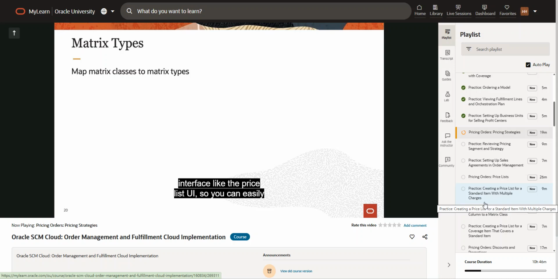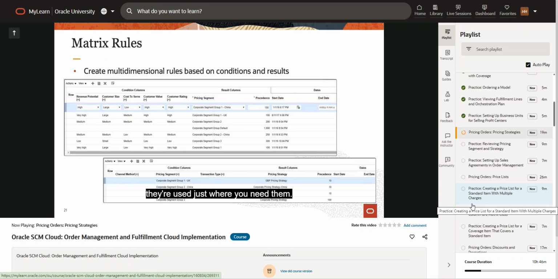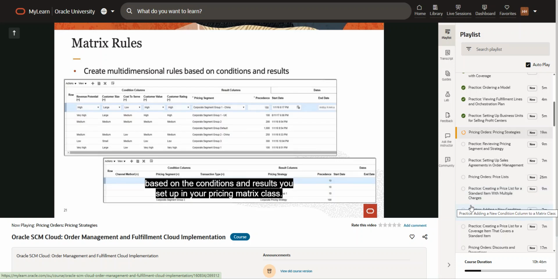Using the Matrix Rules UI, you can create powerful, multi-dimensional rules based on the conditions and results you set up. These rules help you qualify customers or transactions with many variables at once. For example, you might use a matrix for attribute-based adjustments on a price list or discount list, or for figuring out which pricing segment or strategy to apply. The Matrix Rules interface is designed to look and feel a lot like a spreadsheet, making it easy to enter and manage the rules. You can also edit the different columns in the rules table right from this UI.